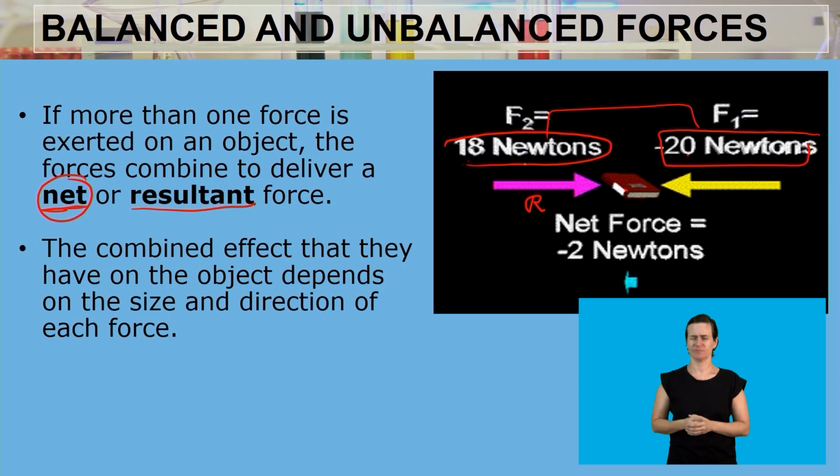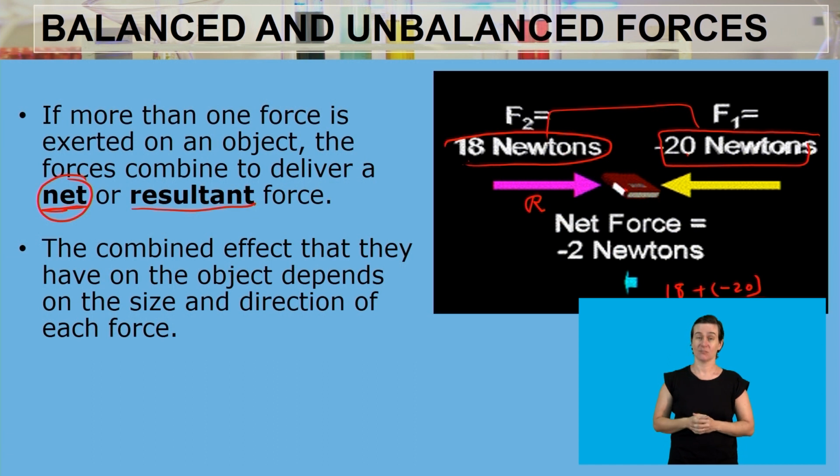When we add these two forces, 18 plus the negative 20, the answer that you're going to get is negative 2. Remember, the unit for force is newton, so it's going to be negative 2 newtons. Because we are not getting 0 as our final answer, these two forces are not balancing each other out, because they are not of equal size.